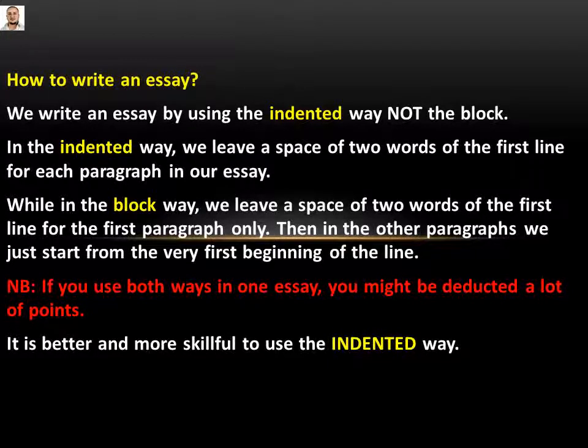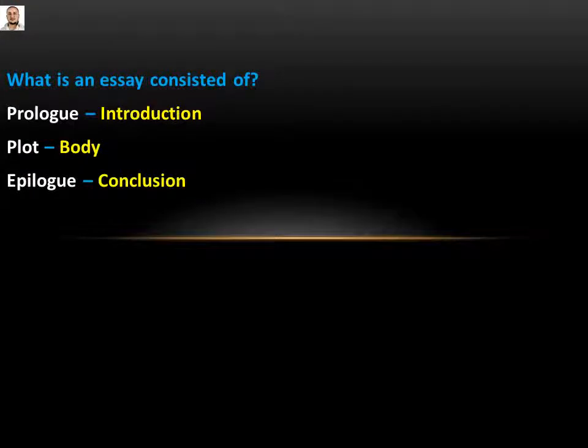Okay, let's come now to what an essay consists of. It consists of the prologue, which means an introduction, the plot, the body, and the epilogue, the conclusion. The introduction usually consists of 1 paragraph. The body consists of 1 long paragraph, 2 paragraphs, 3 paragraphs, 4 paragraphs, 1 million paragraphs. You are free. But the conclusion also consists of 1 paragraph. We will come to them and explain how to write them.